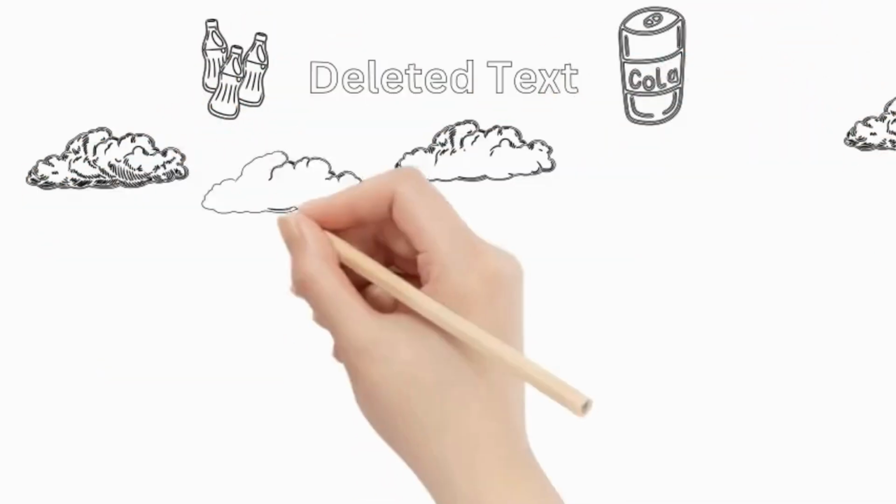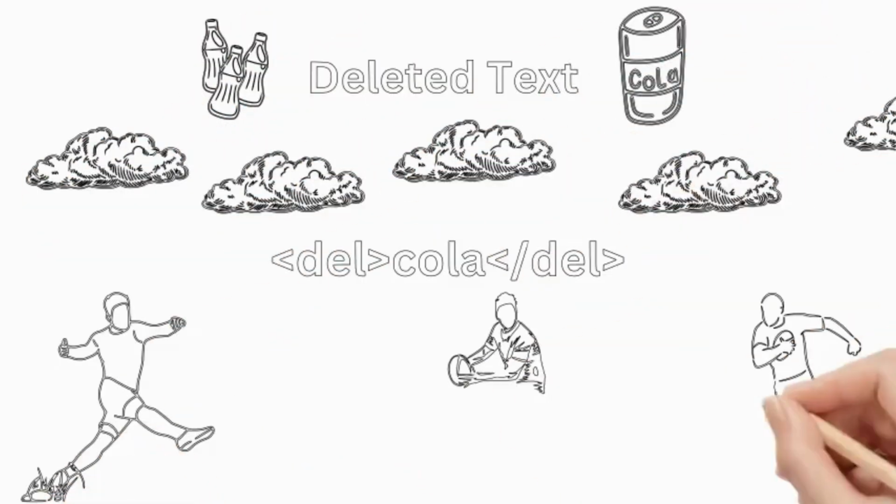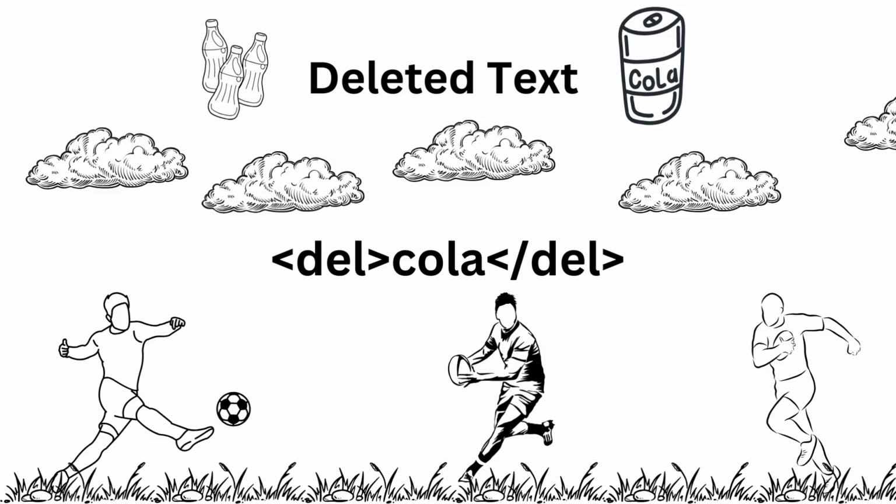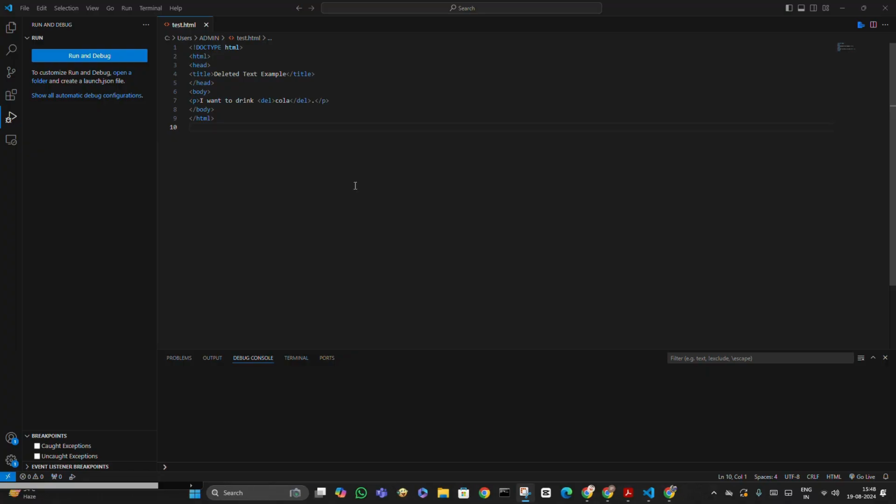Similarly, deleted text can be marked using the del element. This is often used to show text that has been removed from a document, typically appearing with a strike-through. Let's see it in action with the same example. The result will be the same, I want to drink wine, but this time focusing on how the word cola is clearly marked as deleted with a strike-through.